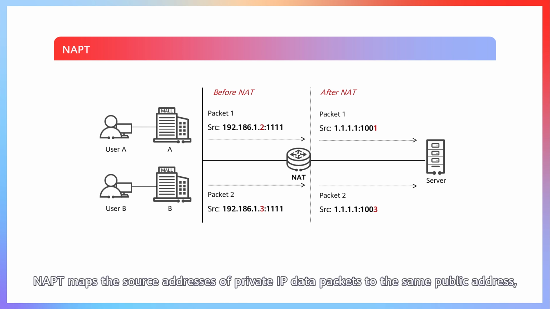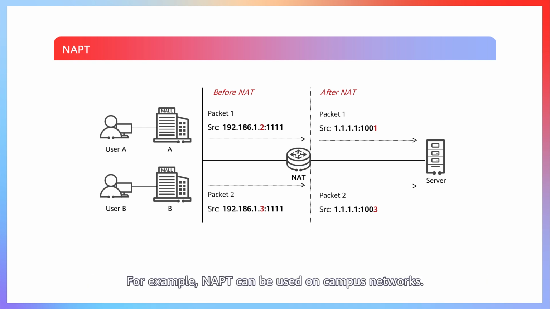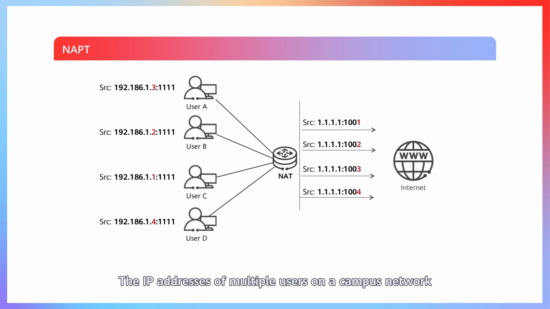NAPT maps the source addresses of private IP data packets to the same public address, and translates the port numbers of these source addresses to different port numbers. For example, NAPT can be used on campus networks. The IP addresses of multiple users on a campus network are translated into the same public address, and the port numbers are translated into different port numbers.